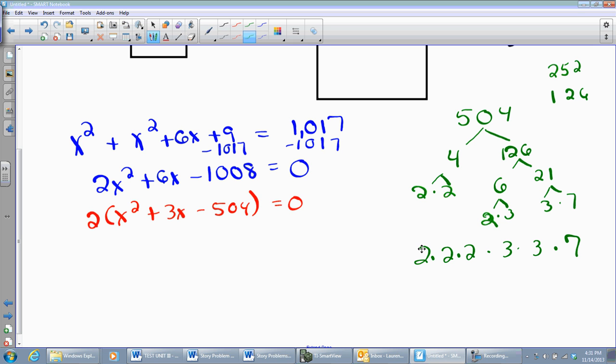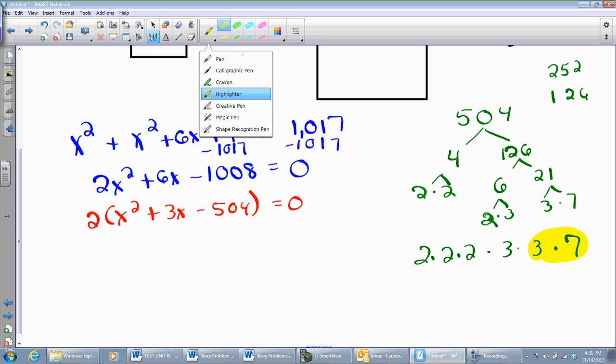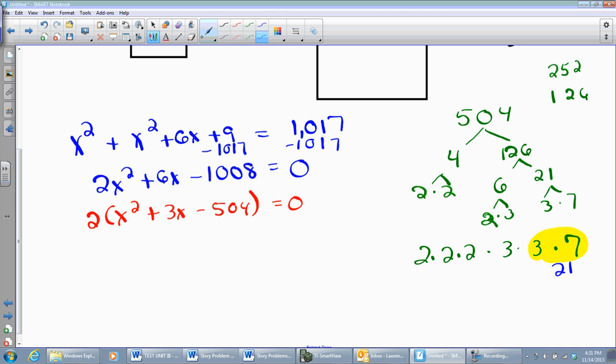All right, now I need to subtract 2 factors of 504 to get positive 3. Check this out. What's 3 times 7? Well, of course, it's 21, right? Okay, this is 21. And what is 2 times 2 times 2 times 3? Well, that's 24, isn't it? 24. What's the subtraction problem that will get me positive 3? It'll be 24 minus 21.